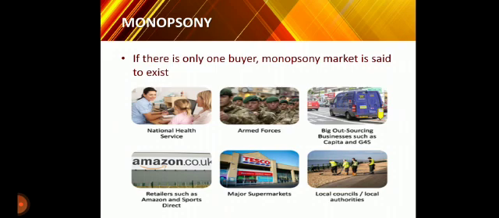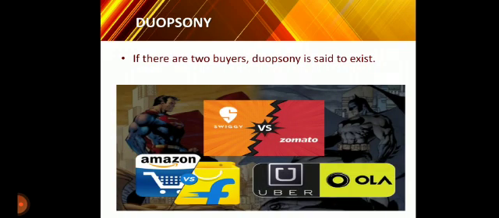How can this be possible? For example, the National Health Service is recruiting a lot of people. So they are one buyer, buying people, and many people are applying to it. Just like the armed forces, yearly how many people are recruited into the armed forces? Big outsourcing businesses such as Capita and G4S, and local councils, local authorities, like TNPSC exams and railway exams, and much more. These are the examples of monopsony.